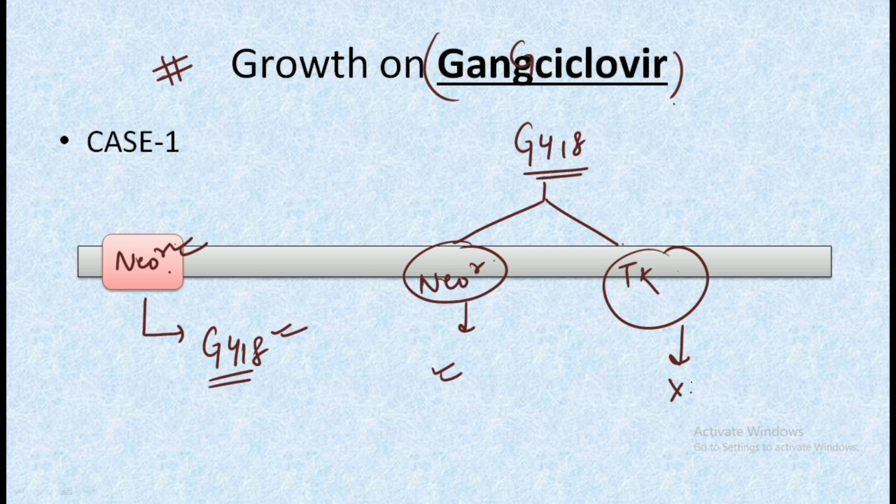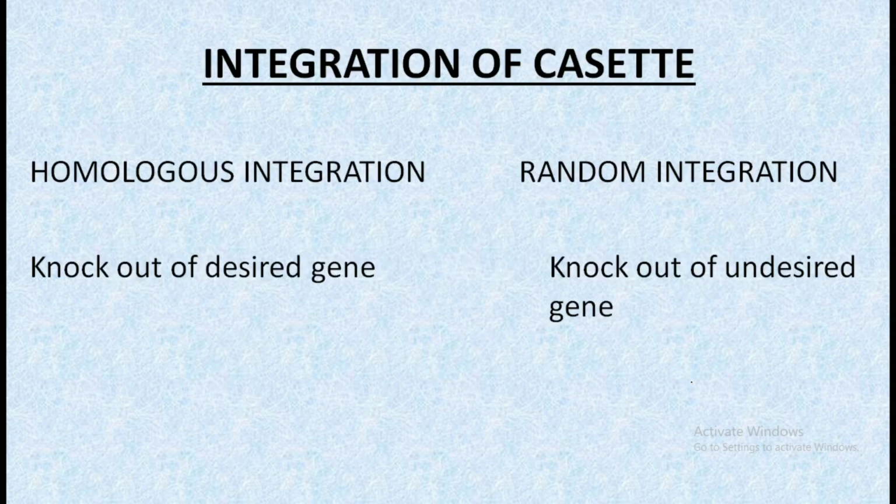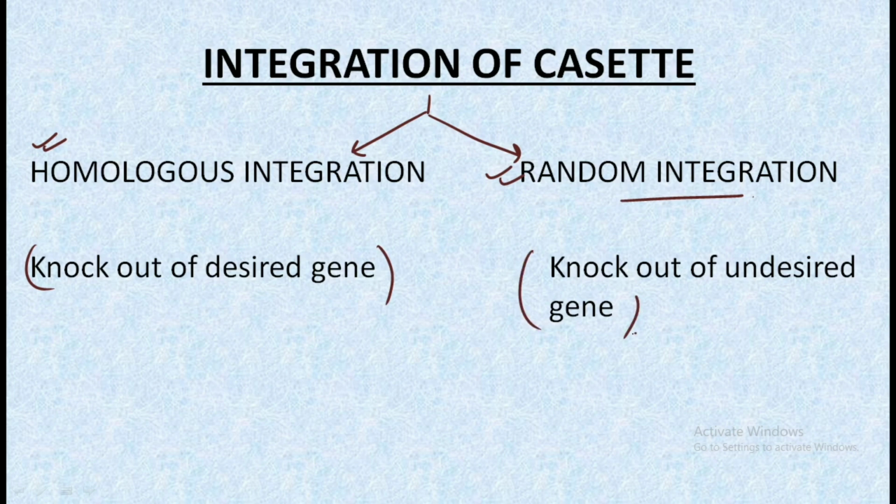And now we would be combining all these facts and understanding the actual integration of the cassette. Talking about the integration of the cassette, there are two main types. In the first case, we are integrating the cassette with the help of homologous integration, and in the second case we are integrating with the help of random integration. So what would be the end result of this? These are the two end results. We would understand it when we understand the complete integration.